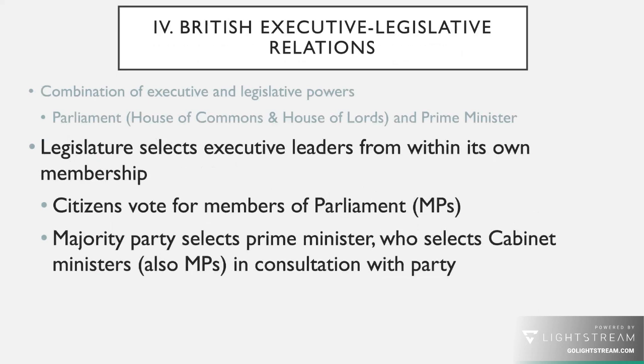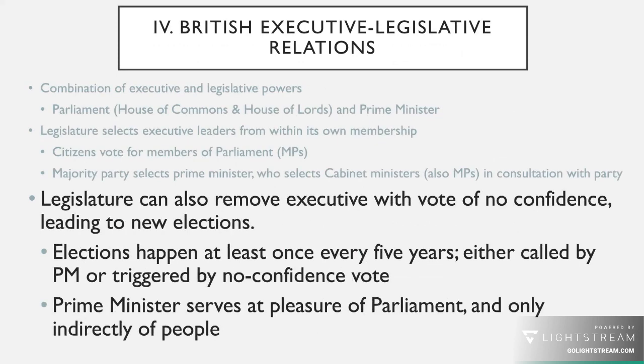So it's not unusual in British cabinets for there to be very awkward relationships between the cabinet and the prime minister because, hey, some of these people, he or she had just been attempting to take the prime ministership from him. And so finally, the legislature can also remove the executive with votes of no confidence.